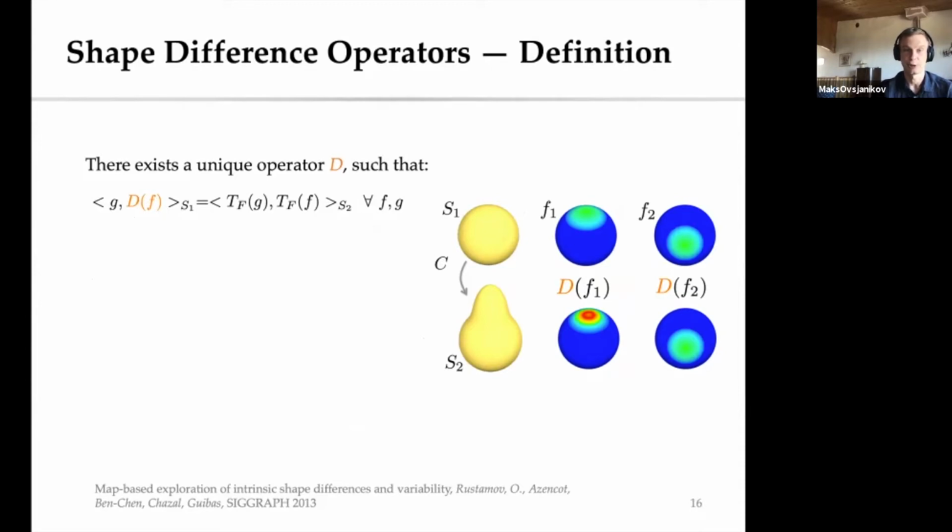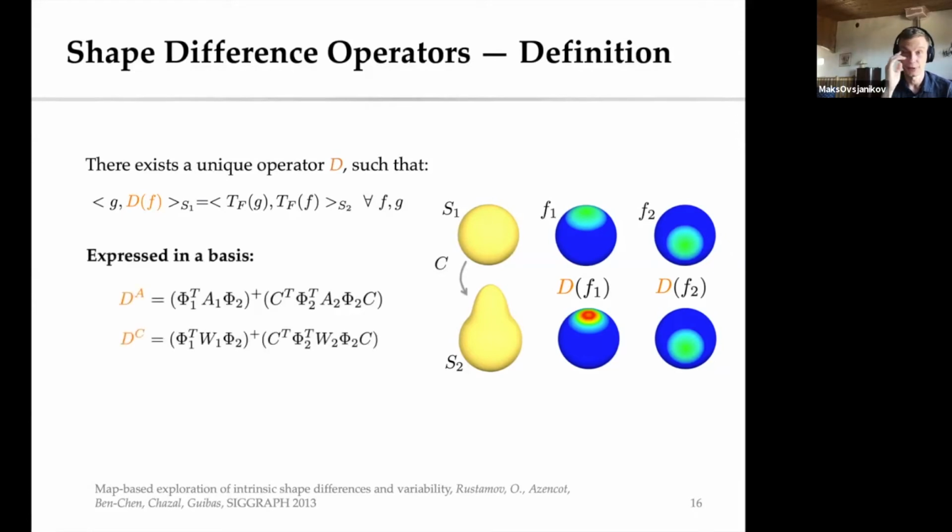So the way that it's defined is there's always an operator D such that when you consider norms of functions after applying this D, they will be the same as the norms of the transferred functions. And intuitively, if I have a pair of shapes and I have a function that's supported on a region that does undergo some change, then this D will modify this function so that its norm will be the same as it would be on the target shape. On the other hand, if you have a function that's supported on a region that didn't change, then this D won't do anything. And there's a very simple expression for these operators. So we call them shape difference operators. They encode the distortion induced by a map.